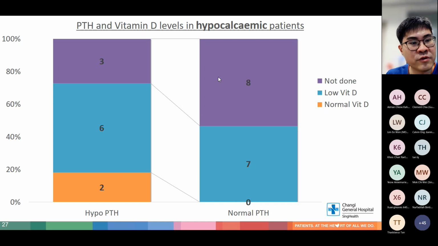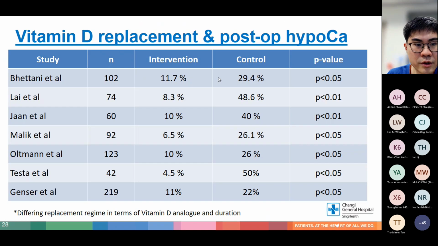There are already established routines for treating vitamin D, and what we just did was adopt them into our workflow, which I'll show you later on. Do we actually need to replace it? I think the answer is yes, because there are multiple papers out there that showed that replacing vitamin D, either pre-op or early post-op, reduces the incidence of hypocalcemia, and if you do develop it, it is also less severe. Now of all this, unfortunately, the regimes are all different.